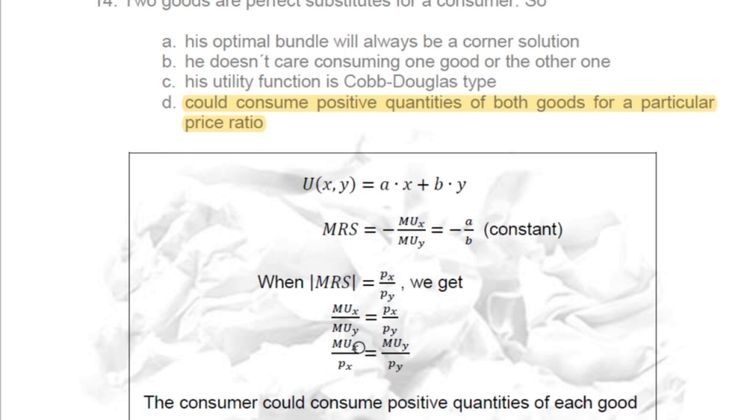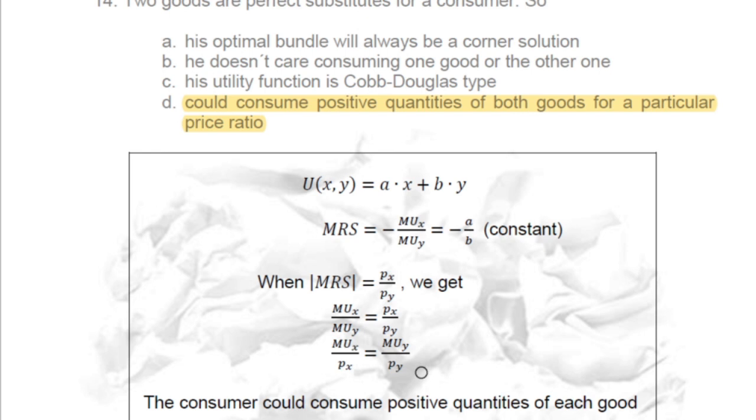How do we read this? The extra utility I get for each euro I spend on good x is equal to the extra utility I get for each extra euro I spend on good y. When these goods are perfect substitutes, all the euros I spend on good x or on good y give me the same extra utility level. So my utility increase is the same for each euro I spend on x as for each extra euro I spend on good y.